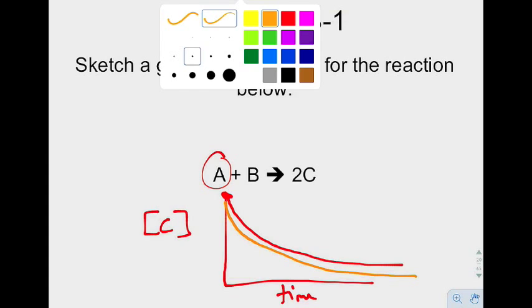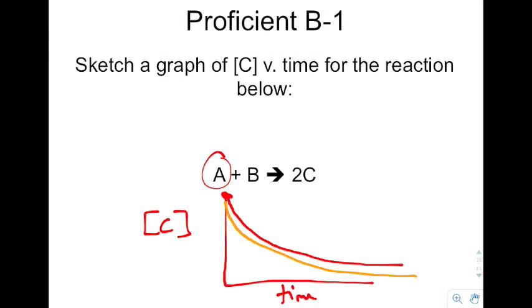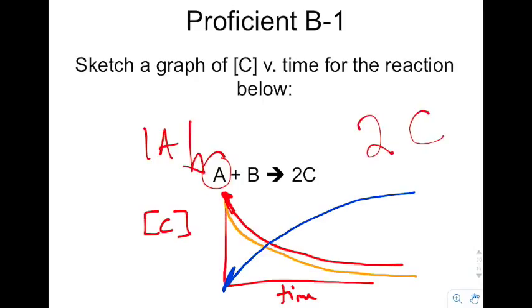If you were to look at the concentration of C, it is going to increase. Now the slopes are not necessarily going to be the same here. The slope here is going to be twice the slope here, because for every one A that disappears, you're going to produce 2 of the C's. So this is going to have a much higher initial slope.